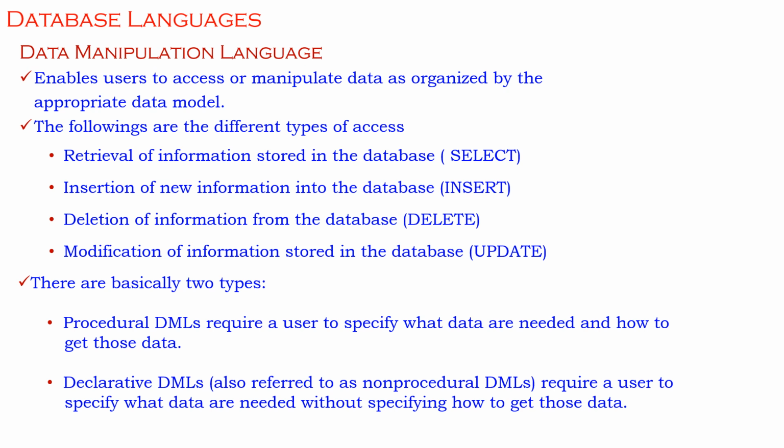So what are procedural DMLs? They require a user to specify what data are needed and how to get those data. Whereas declarative DMLs, that is non-procedural DMLs, require a user to specify what data are needed without specifying how to get those data. So you should know the two types of DMLs, procedural and declarative, or otherwise, non-procedural DMLs.